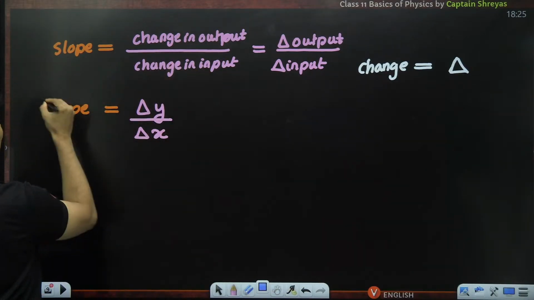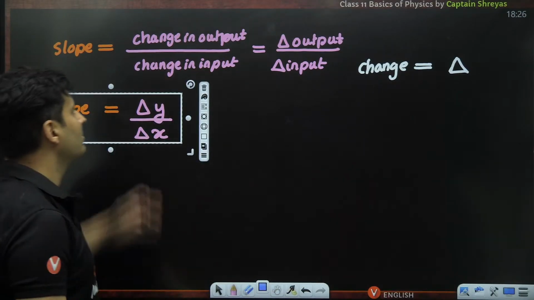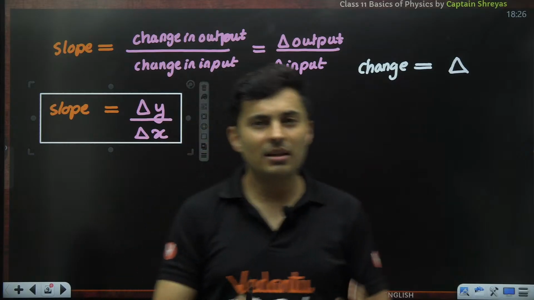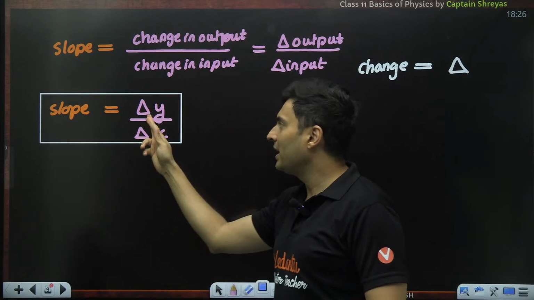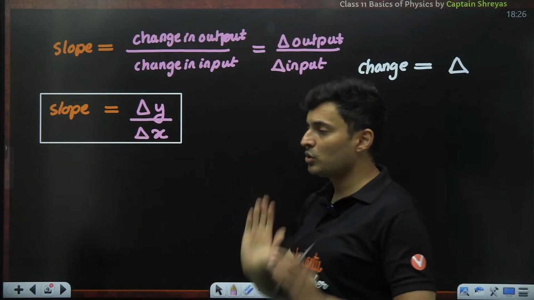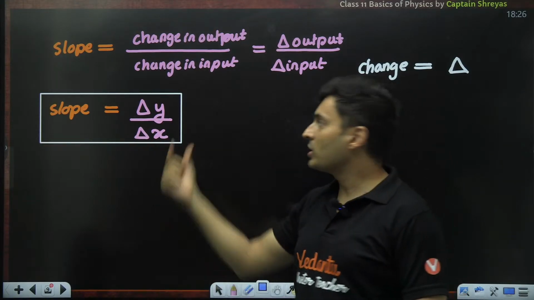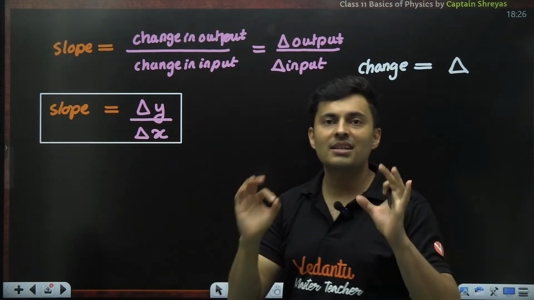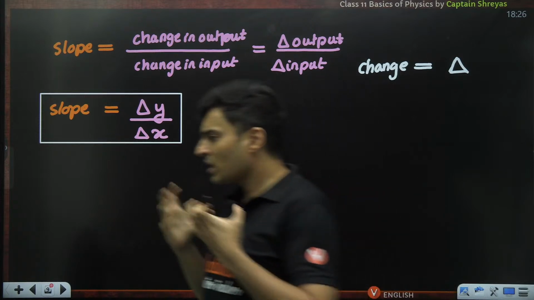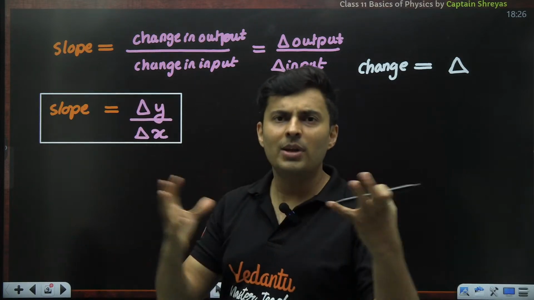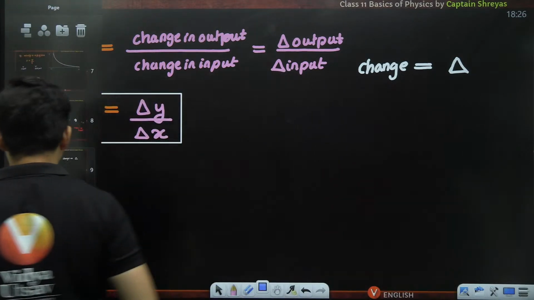This was a very crude way. In very layman terms, I can explain this like this. But in a mathematical pure sense, you write it delta y because output is usually the y-axis, and input is usually your x-axis. So change in y upon change in x is basically the slope. So let's try and calculate the slope in certain examples.